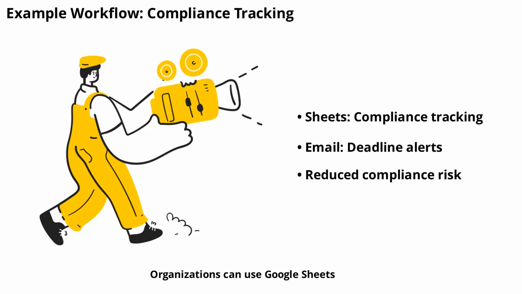Organizations can use Google Sheets to monitor compliance tasks and deadlines. Email automation software can send alerts when compliance actions are due or overdue. This helps organizations stay on top of regulatory requirements, reducing the risk of missed deadlines and penalties.